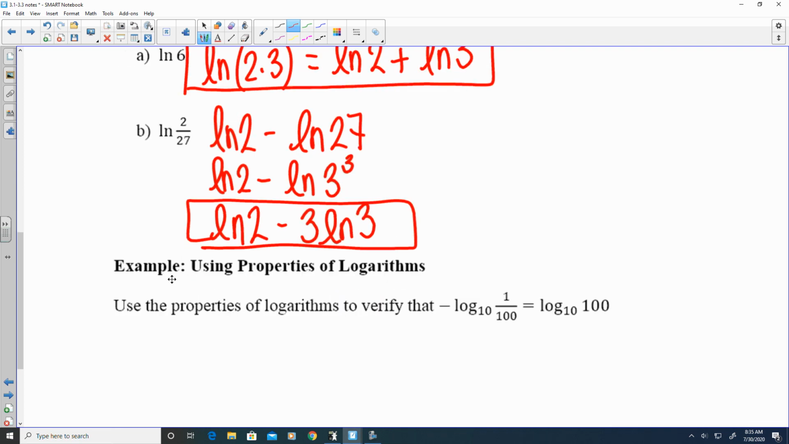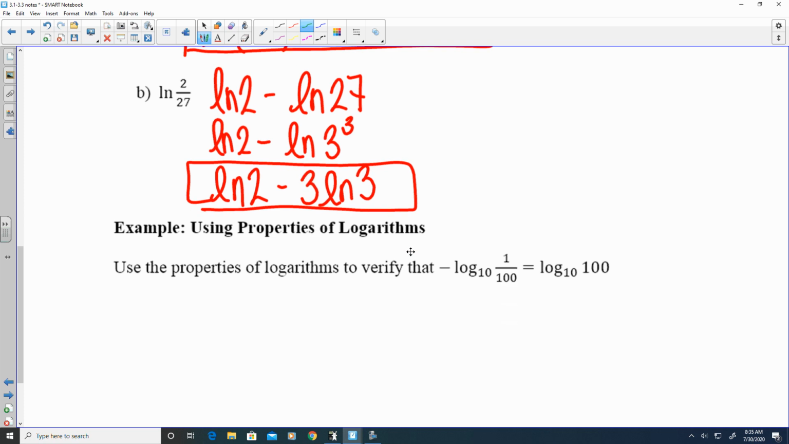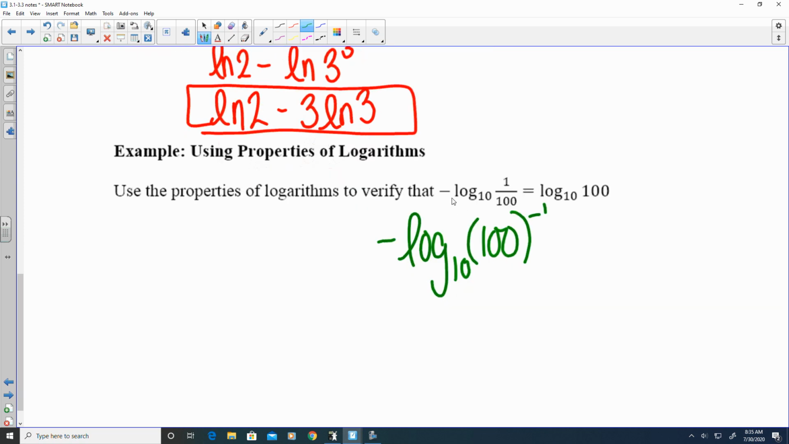All right, use those properties to verify that negative log base 10 of 1/100th is equal to positive log base 10 of 100. So I'm going to work on the left side here, and I'm going to turn that negative 1/100th into 100 to the negative 1. I've mentioned before, I prefer to deal with things in the top of the fraction, even if that means I have negative exponents. I think that's going to help us out here.